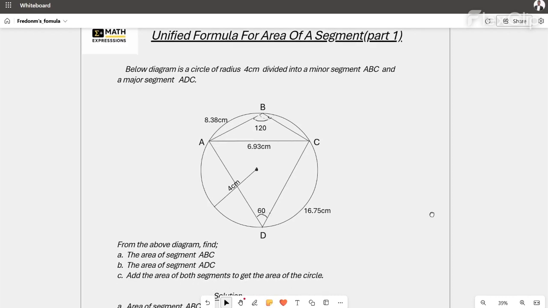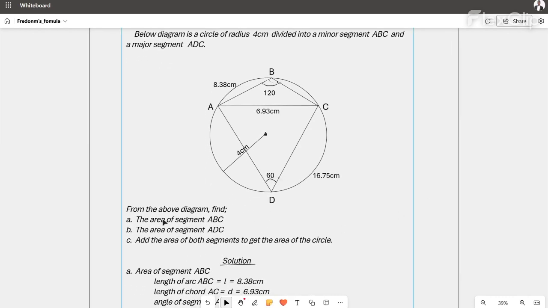Now we have some questions to answer from this diagram. Question A says, find the area of segment ABC, which is this minor segment. And question B says, find the area of segment ADC, which is this major segment.